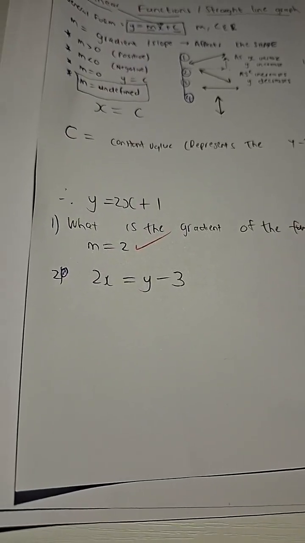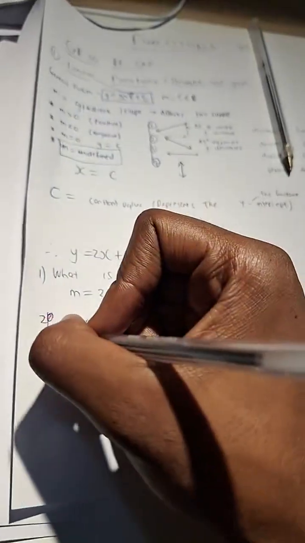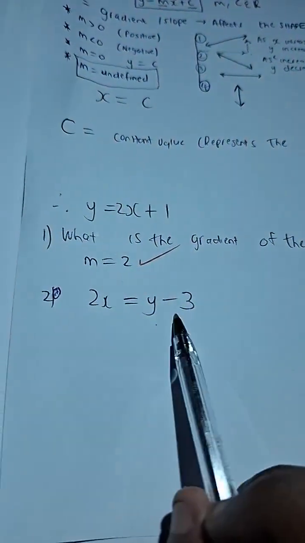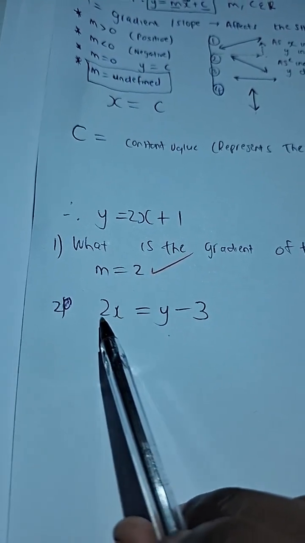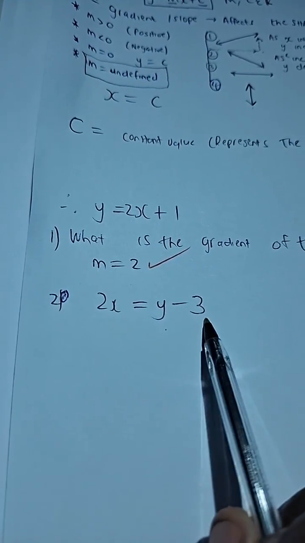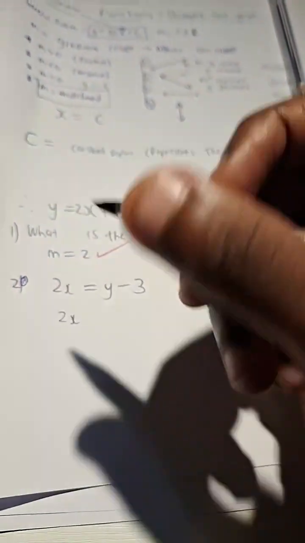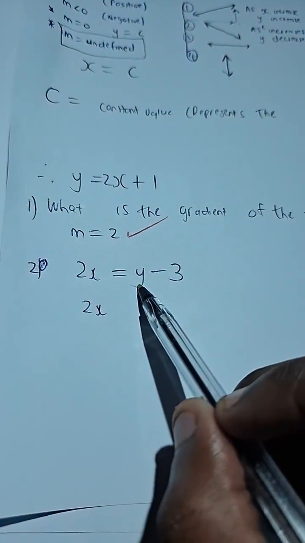But in order for us to really establish that, what are we going to do first? We are going to first take this equation and write it in standard form. We can see that the x is raised to the power 1, so that means this is a linear function. But now we need to first write it in standard form. So 2x is there. Let's transpose the minus 3 because we see the y is already positive.